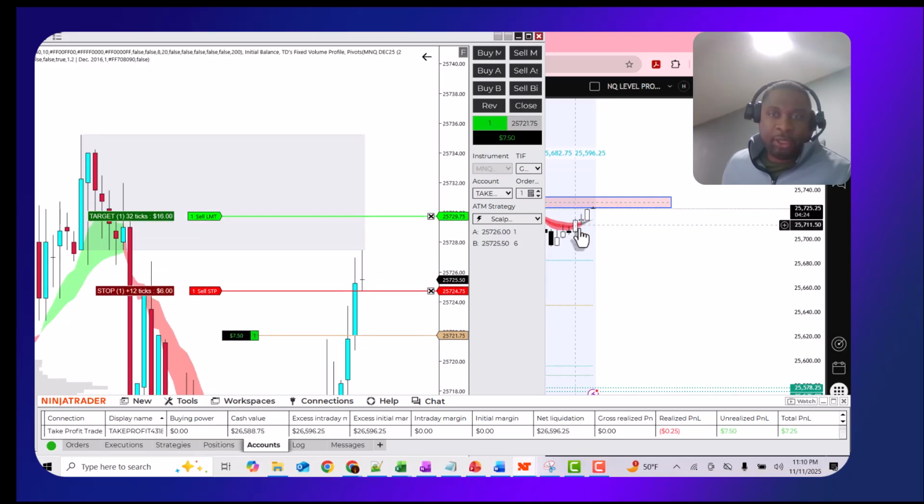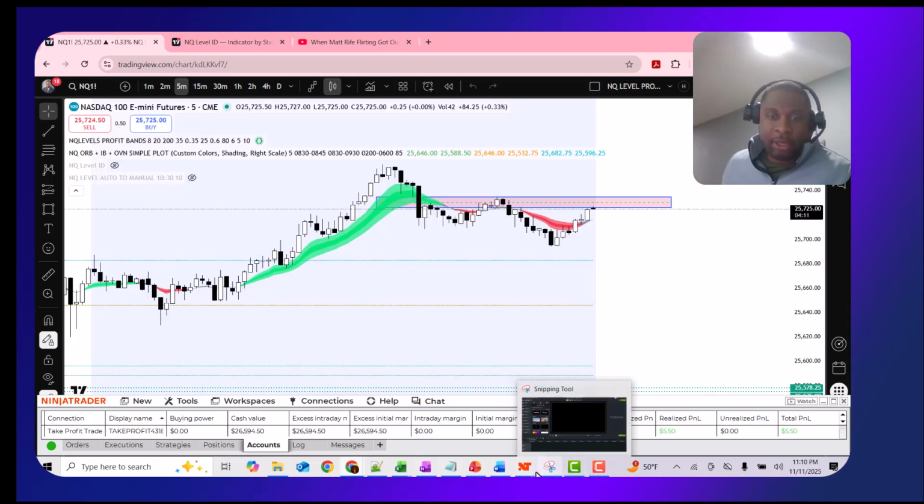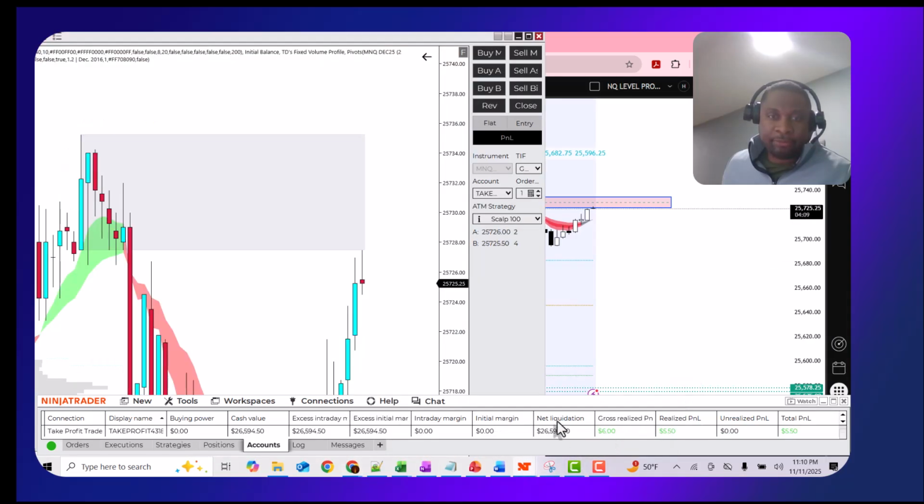That's how you use the profit bands, and that's also how you use this NQ level ID. I usually trade those together. And that's pretty much it. And it just stopped me out. Looks like, yeah, and it does reject at this area.